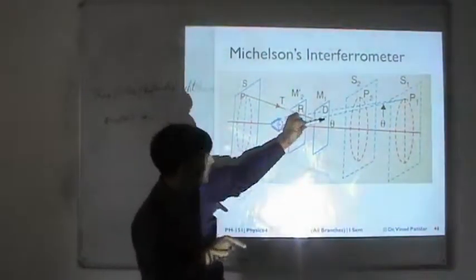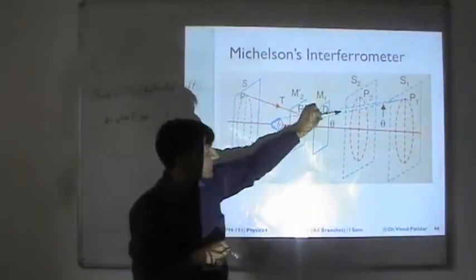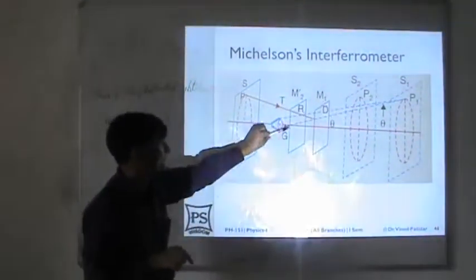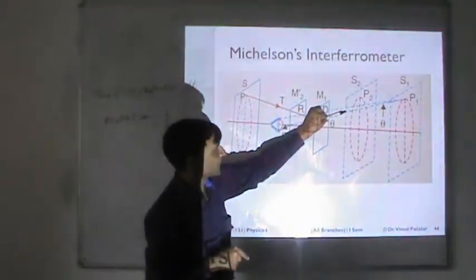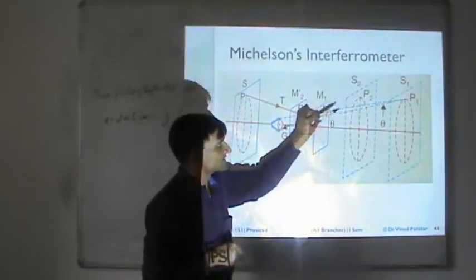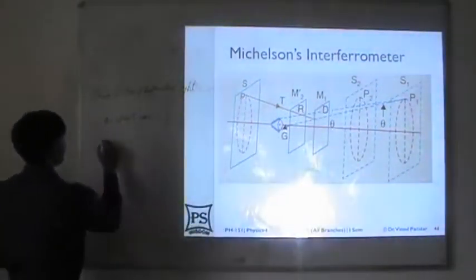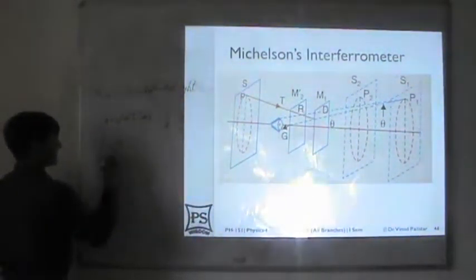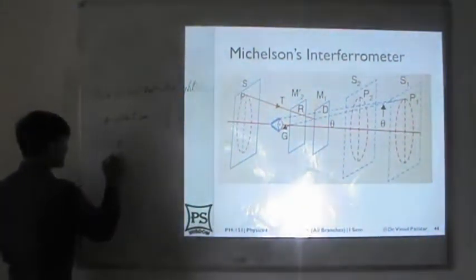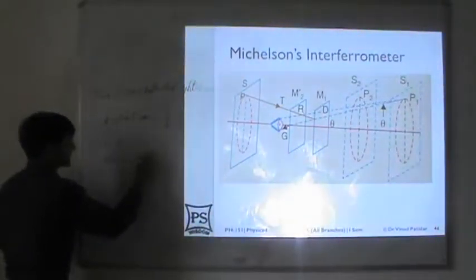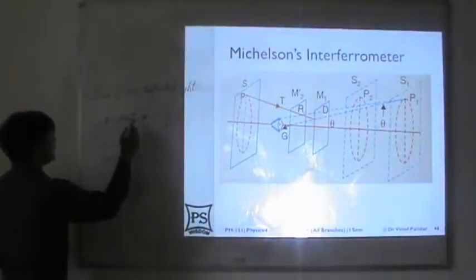So this is what you are observing through the telescope. This is the direction of your telescope, or your eyesight. Your eyes are observing in this direction. So this angle, if you just compare, here it is theta. Mu equals 1 because it is air, and d, which is t here.